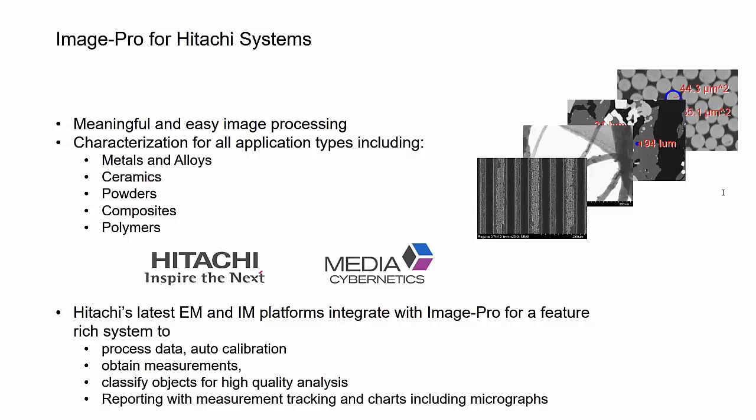So Image Pro for Hitachi Systems is a collaboration between Media Cybernetics and Hitachi. And the idea behind this is really to provide a meaningful and easy way to do image processing. For those who know, electron microscopy is very, very useful as a tool to provide analysis, with multiple detectors in order to obtain different kinds of measurements in situ. And those tend to lead to applications such as metallurgy, ceramics, powders, composites, advanced materials, a lot of polymer chemistry these days especially, as well as bioscience.